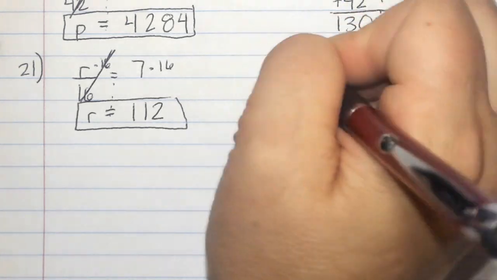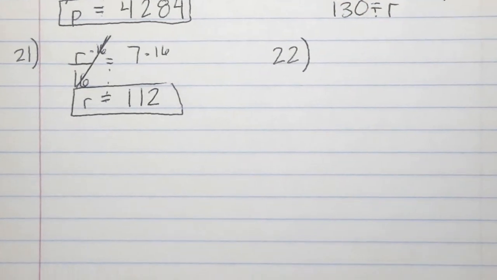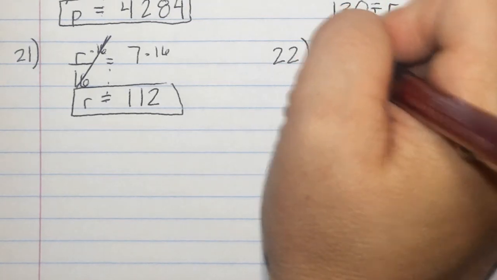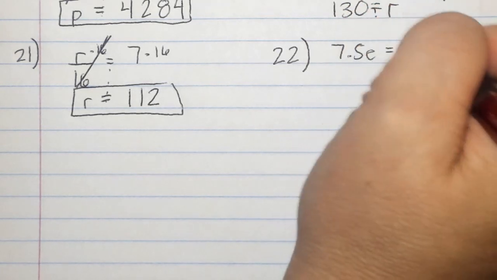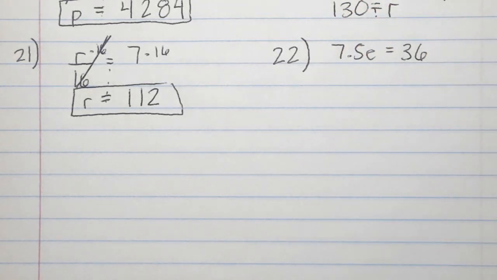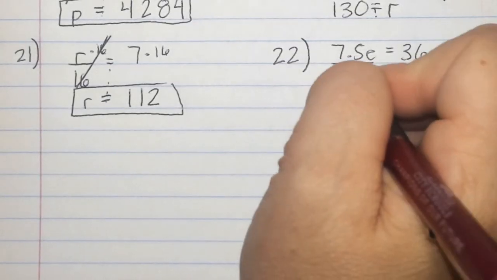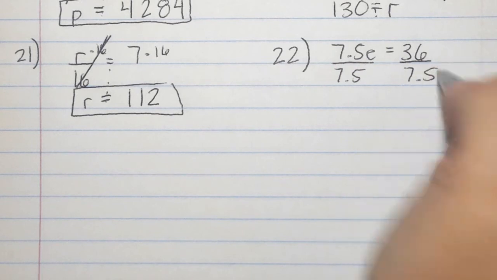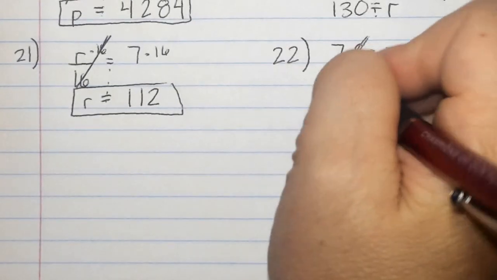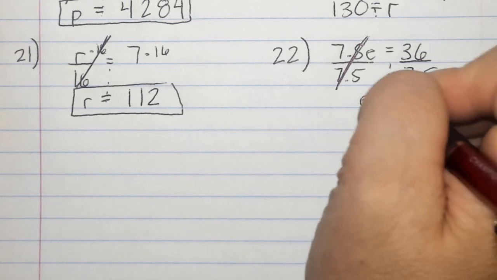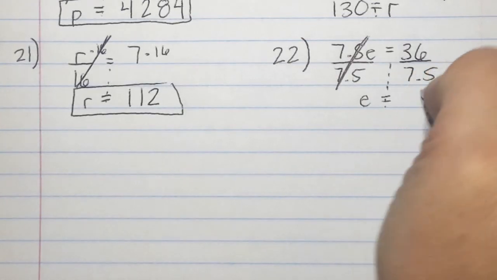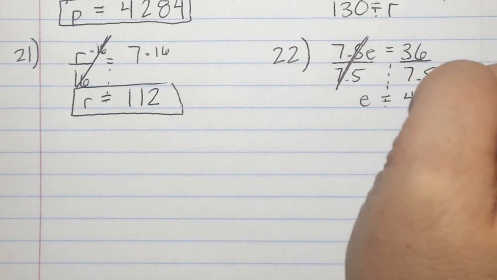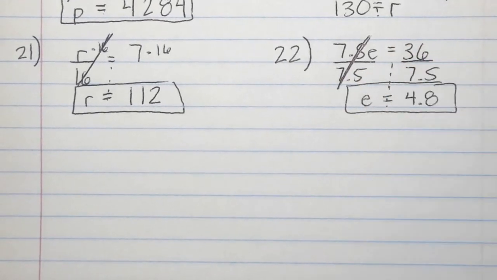Number 22. Y'all okay with this speed? This should be just checking our work because we did this last night. All right, 7.5 E equals 36. All right, so right here this is multiplication, so we are going to divide using that fraction bar to show our work. My 7.5 and 7.5 cancel, leave me with E equals 4.8. Okay. Questions on 22?